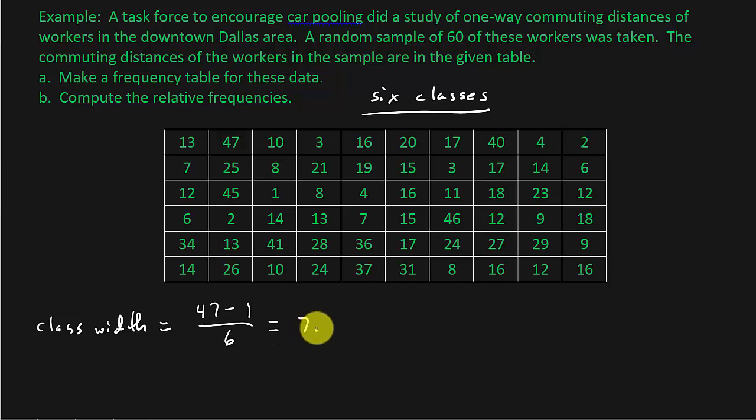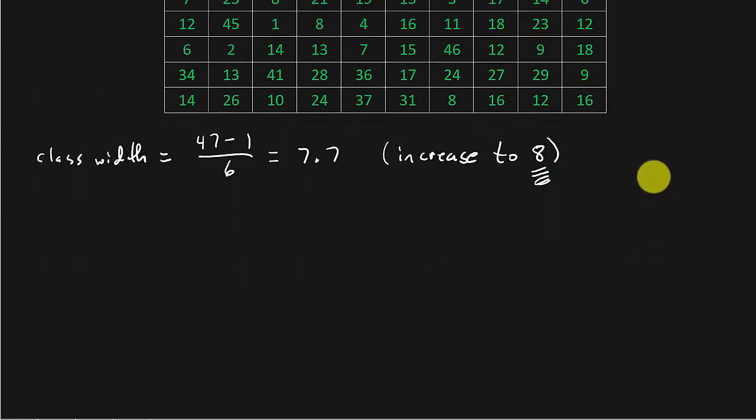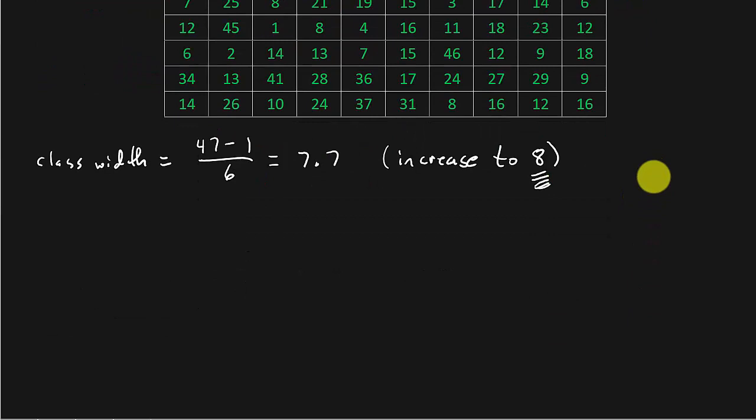And so that comes out to be 7.7. And so we are going to increase to 8. That's going to be our class width right here, because remember, it said go up to the next whole number. So we're going to go up to 8. All right. Now, what do we have to do?